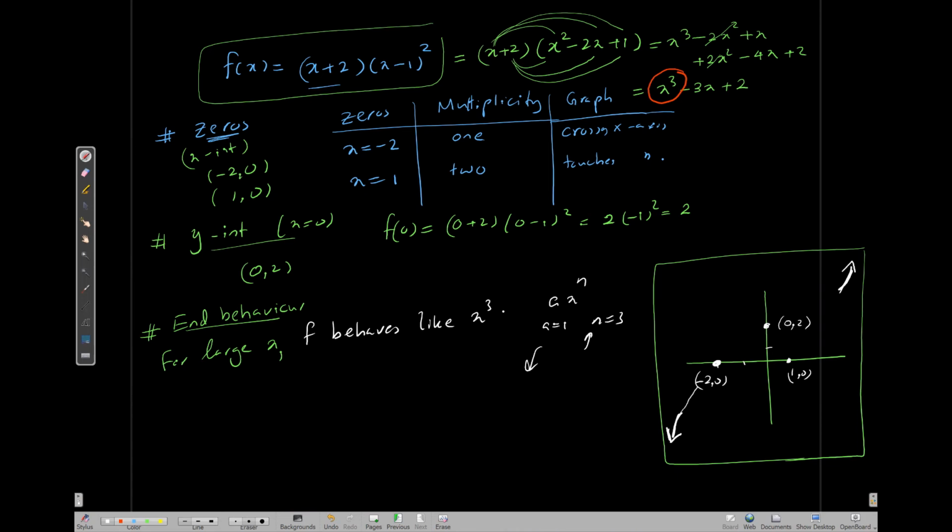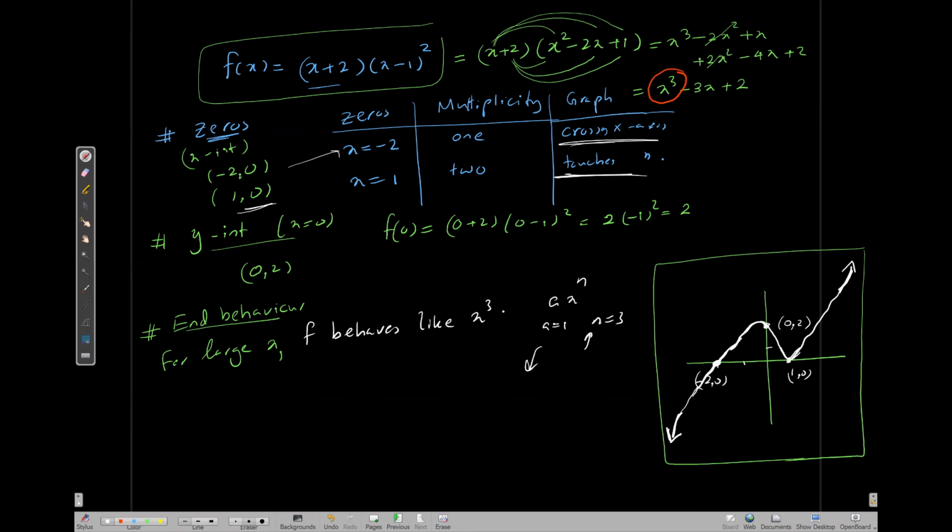So since at negative 2, 0 it crosses, it makes sense that it will go like this. And from 1, 0, it touches, which makes sense because if it crossed, there is no way of coming to the point 0, 2 without crossing it again. So it touches and comes to 0, 2 and we draw it like this.